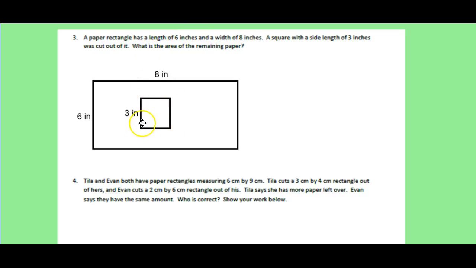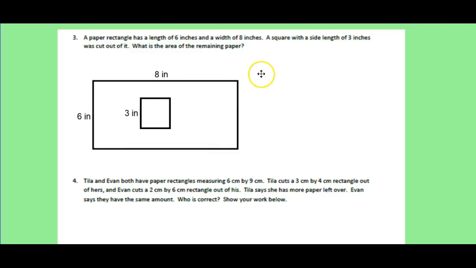So they took this square right here and they cut it out. So we're going to have to know the area for the whole rectangle, and we're going to have to know the area for this square. So that way we can take the area of this square and minus it from the total area, and that will leave us with what the area of the remaining part of the paper is.